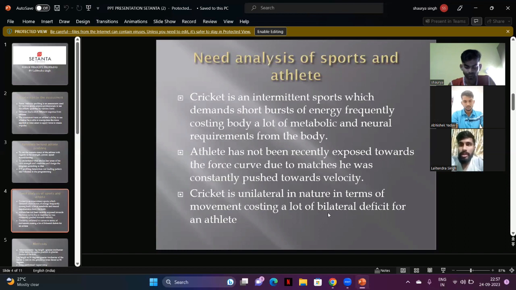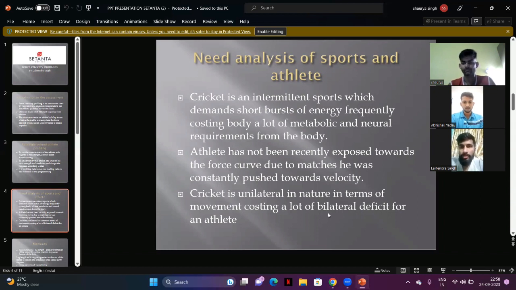So the metabolic cost, the energy production, and the lactic development that happens, and the neural requirement, the ability to produce force at a quicker speed, is a lot during the game. The athlete which I have tested has not been recently exposed to the force curve due to the matches. He was constantly pushed towards velocity. He was playing a lot of T20 cricket, so he was exposed to a lot of velocity work. That means he used to sprint a lot during the game, he used to change direction a lot, and he has a lot of agility requirement for the sport.